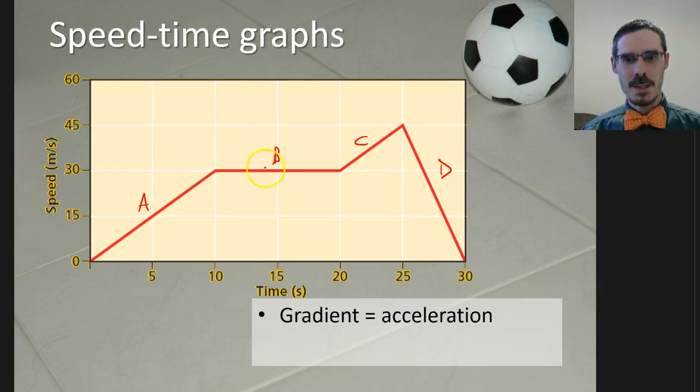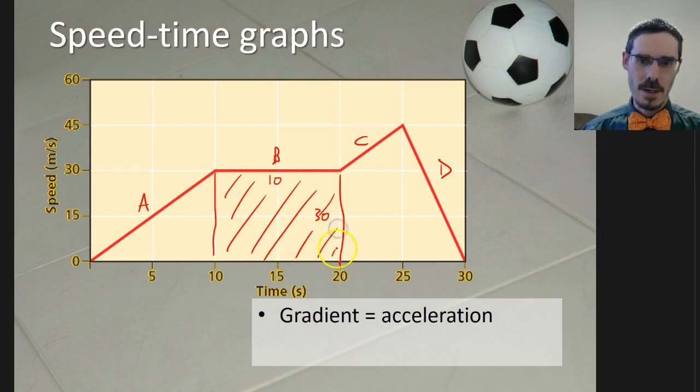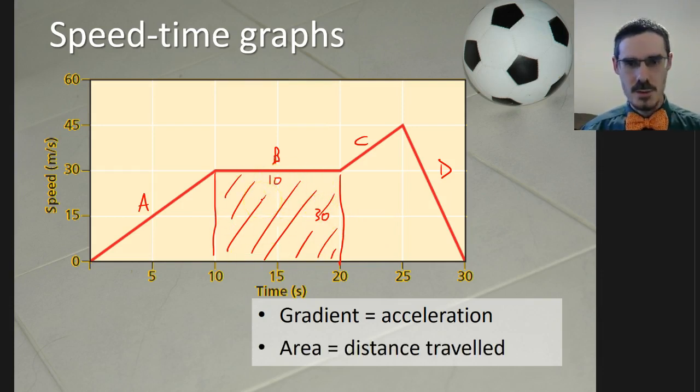So now have a look. At this section B, let's start again with the one where the speed is constant. Over these 10 seconds, how far did B move? Well, it was going 30 metres per second for each of those 10 seconds, so it must have gone 300 metres. How did I get there? I multiplied this length, 10 seconds, by this height, 30 metres per second. I calculated the area of that rectangle. The area underneath was the distance travelled.